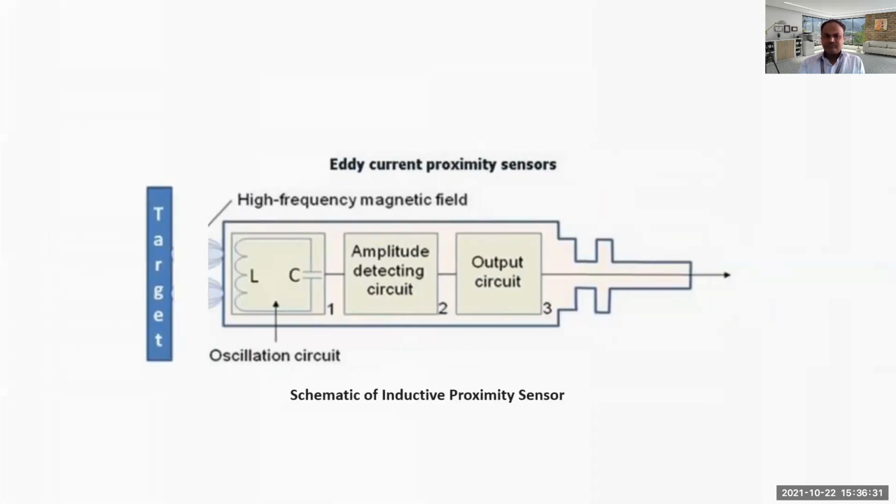This is the schematic of an inductive proximity eddy current sensor, in which there will be an amplitude detecting circuit and an output circuit. This oscillating circuit will create a high frequency magnetic field. And if any target comes inside the field, then it can detect its proximity or its distance from the particular object.